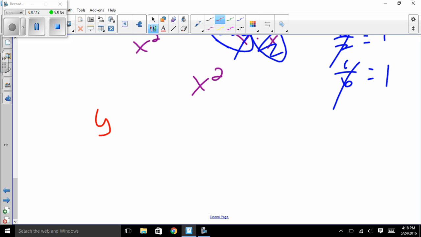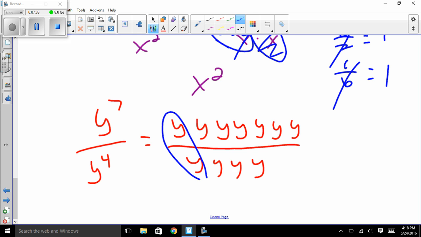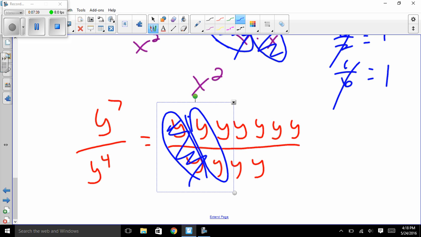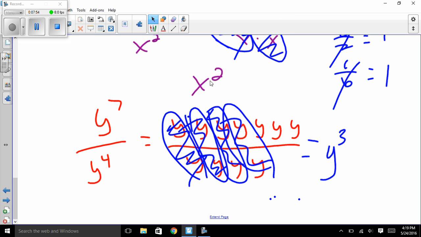So now let's take a look at y to the 7th over y to the 4th. Well, if I expand that out for a second, I have 1, 2, 3, 4, 5, 6, 7 y's over 1, 2, 3, 4. Again, I'm going to try and find a buddy for 1 y on top, 1 y on bottom. Oh, I've got one. They're going to end up canceling each other out. Hey, look, I found another one. They cancel out. Another one, cancel. Another one, cancel. So my resulting answer is y to the 3rd because I end up having 3 y's left over.